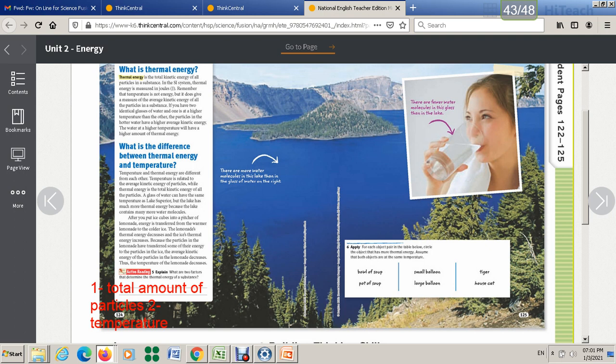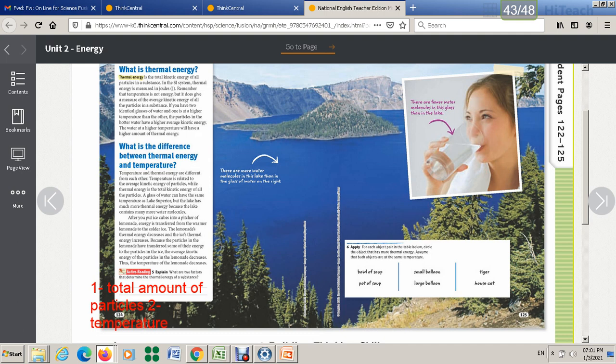Let's talk about, for each object pair in the table below, circle the object that has more thermal energy. Assume that both objects are at the same temperature. Okay, they have the same temperature, but I want to know which one has more energy.